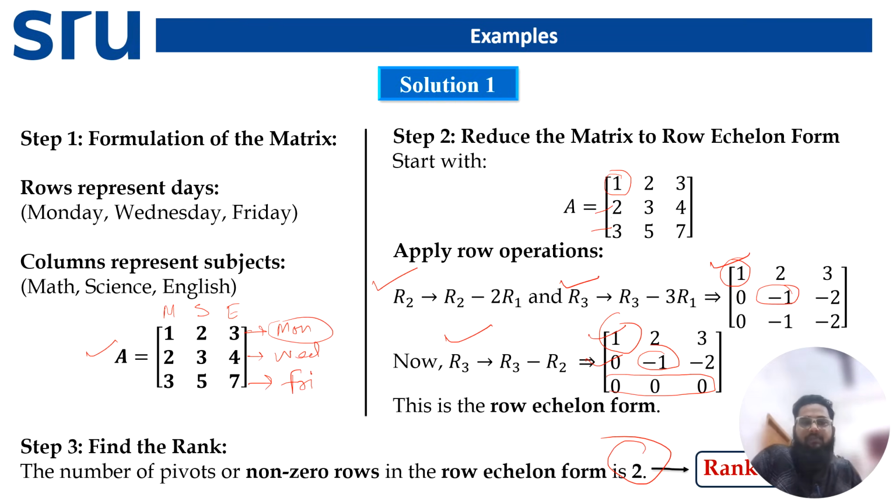So what is the definition of rank? The maximum number of linearly independent row, or you can say column vectors. This is the rank. How to find the rank? You just convert this matrix to row echelon form and count how many non-zero rows or how many pivots are there. This will be equal to the rank of the matrix.